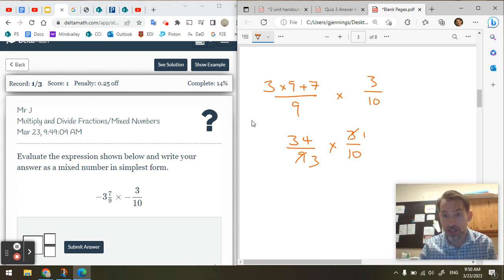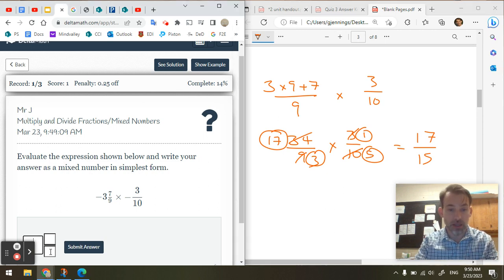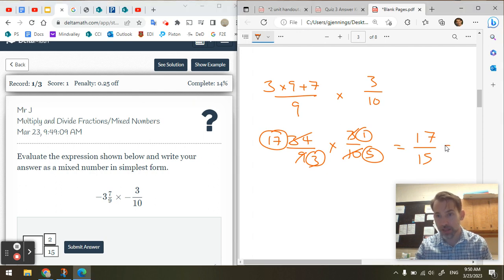And then I see that 34 and 10 both share the factor 2. So let's take out the factor 2. 10 divided by 2 is 5. 34 divided by 2 is 17. Now we're left with 17 times 1 on the top over 3 times 5 on the bottom, 15. So there we go, 17/15. Let's just convert that to a mixed number.